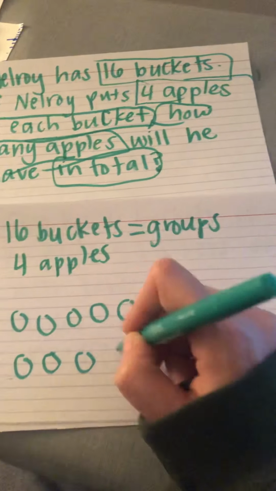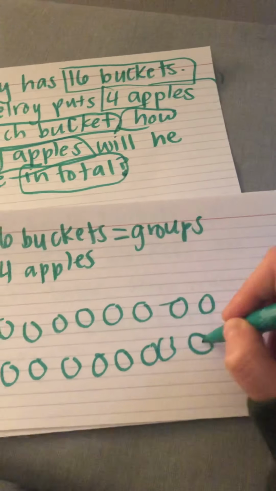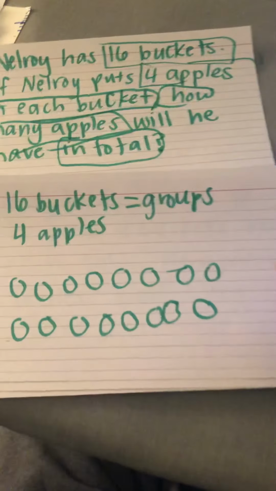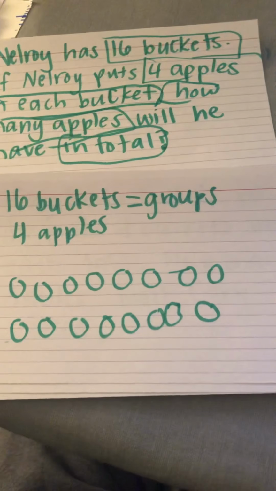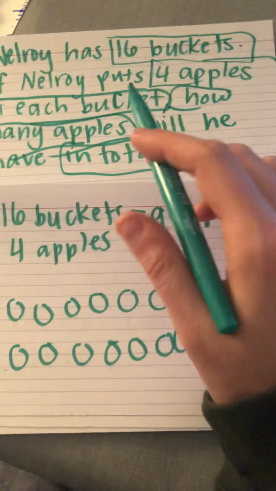16. Those are my buckets. Remember, this is not art class, this is math. I can use circles if I want to. And it says that there's going to be 4 apples in each bucket.